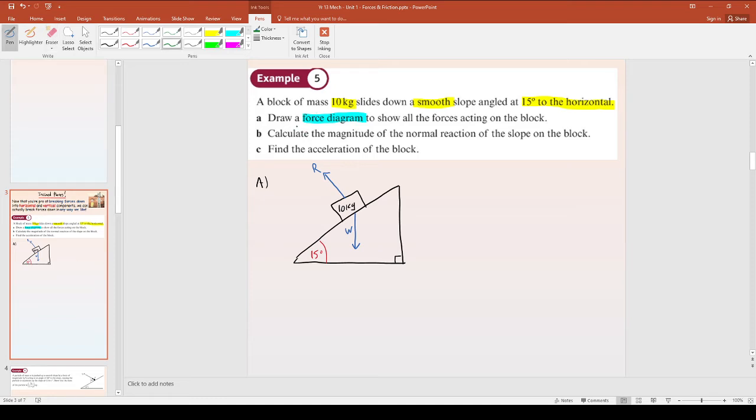No frictions or anything like that. The final question I've got for you is: is it moving? Is it accelerating? Well, yeah, it will be. If it's a smooth slope, it's going to be slicking its way down the slope. It's going to be going downward through the slope.